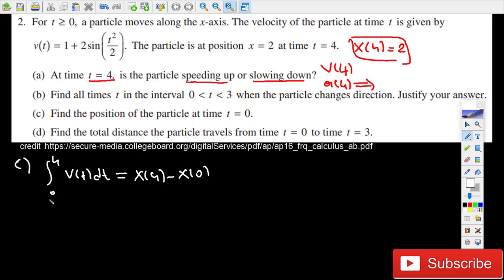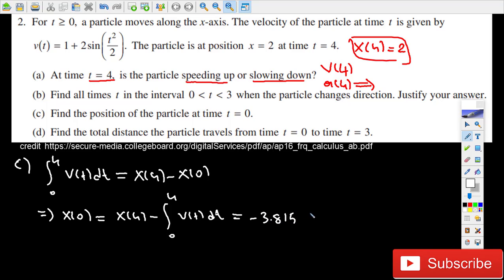First, we put this definite integral into our calculator and evaluate it. We already know x of 4 is equal to 2. So x of 0 is going to be equal to x of 4 minus the definite integral from 0 to 4 of v of t dt. The result is going to be equal to negative 3.815, which means the particle is moving in the negative direction.